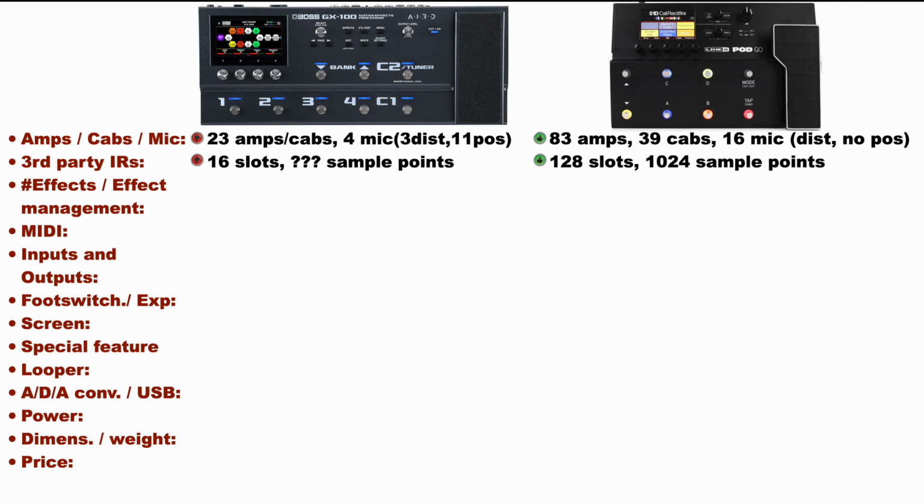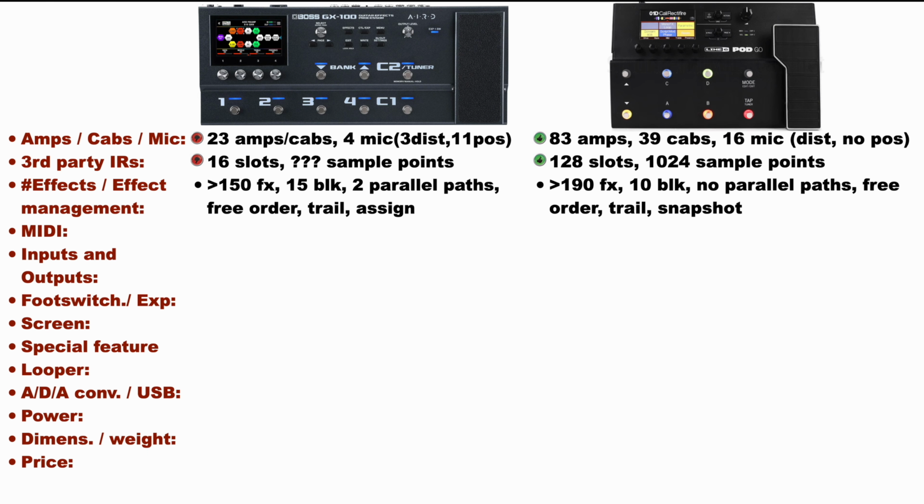Let's now talk about effects and effect chain management. That is maybe the most complex argument to talk about. The GX100 offers more than 150 effects, arranged in 15 blocks, amp and cab included, that you can arrange in whatever order you want, with the possibility to have parallel effects, parallel amps, and the possibility to load many instances of the same effect.